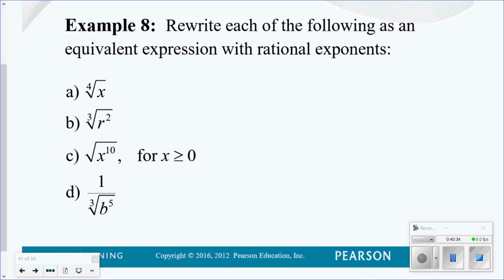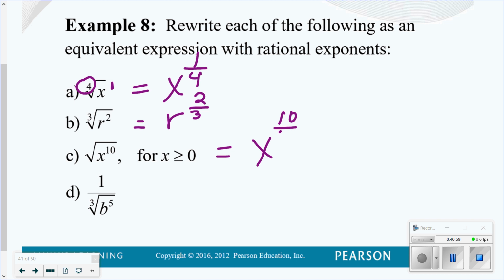Okay, those are the exponent properties that you need to know. So if we were going to rewrite these, this one is x. The power here is 1. Nothing's written, so it's a 1. And then we've got a root of 4, so that's 1/4. Okay, here we have r. The power is 2. The root is 3. X, power is 10. The root is 2, which simplifies down to x to the 5th. That's why they had to tell us that.